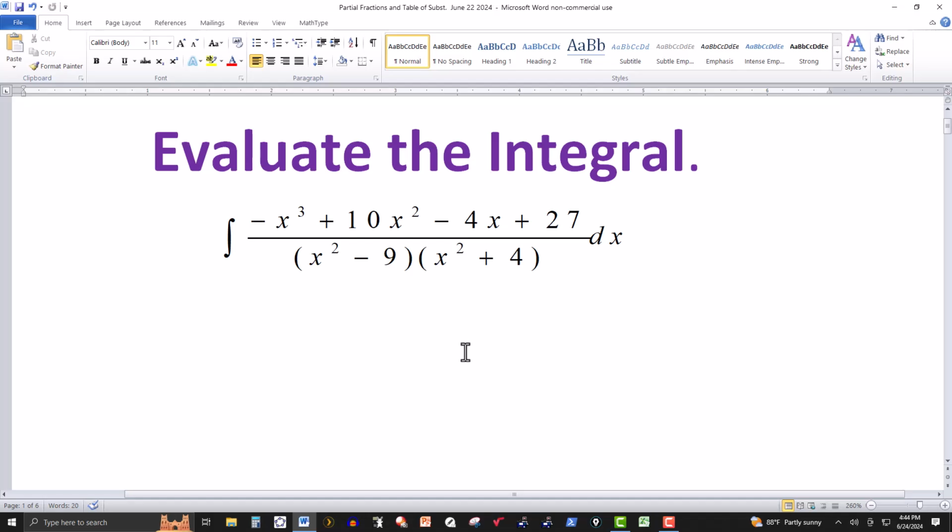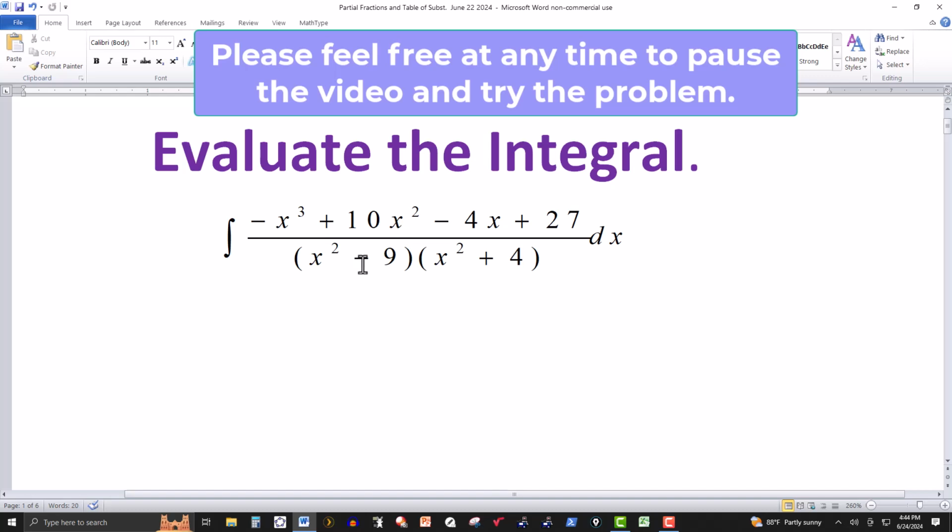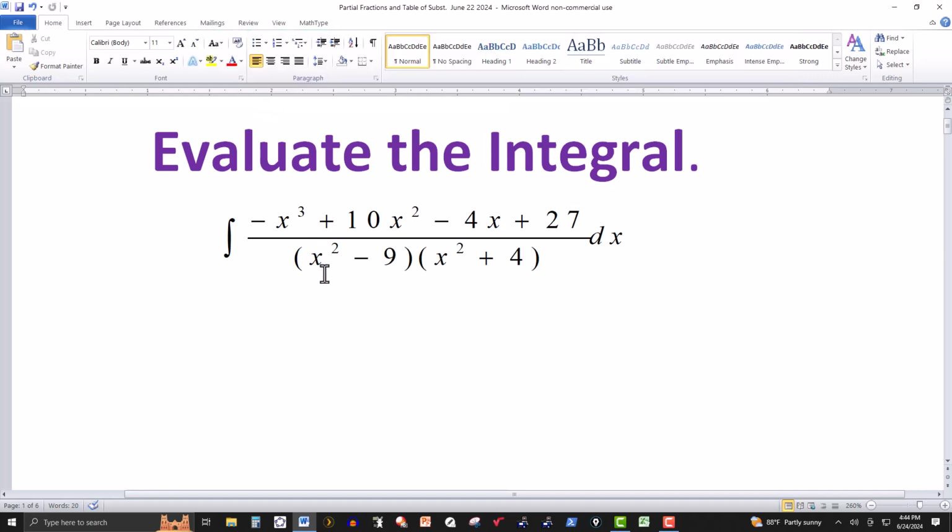In this video, we're going to evaluate this integral given here using partial fraction decomposition. And I'll let you know that this is in lowest terms. Degree of the numerator is 3. Degree of the denominator is 4. Got an x squared and x squared here at the bottom.